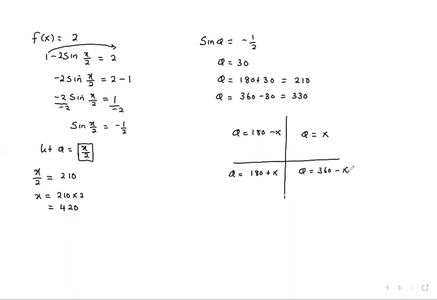So I found 420, then for the other theta, x over 2 is 330. Again, you multiply across, you get x is equal to 330 times 2, which is equal to 660. And then convert them to radians, then those will be your solutions. So to be cutting, quickly take the screenshot and log back.